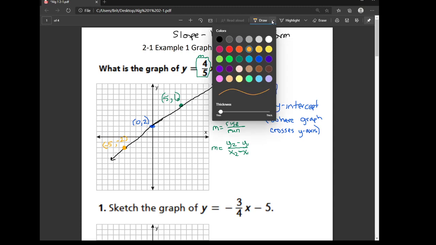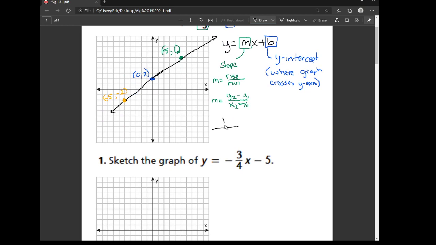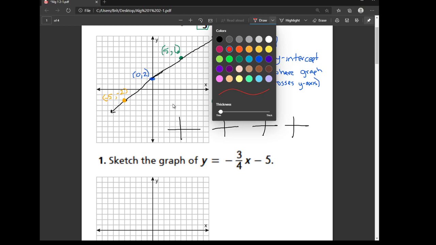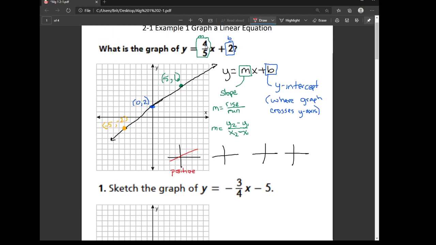So just a little reminder about slope. There are 3 types of slope, okay? So let me draw some. Actually, there's 4 types, aren't there? So if you have a line that's going uphill from left to right, this is going to be a positive slope. That means just like the slope here that was 4/5, it's going to go uphill. If you have a line going down like this, it's going to be a negative slope, which we're going to see in our next example.